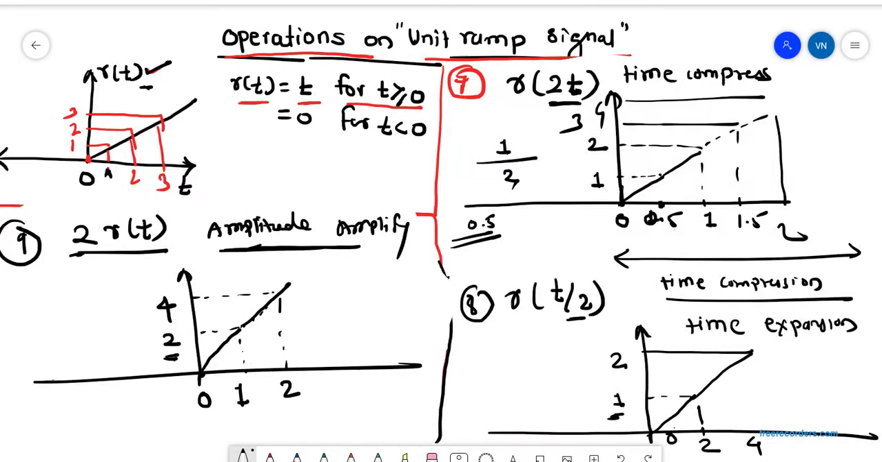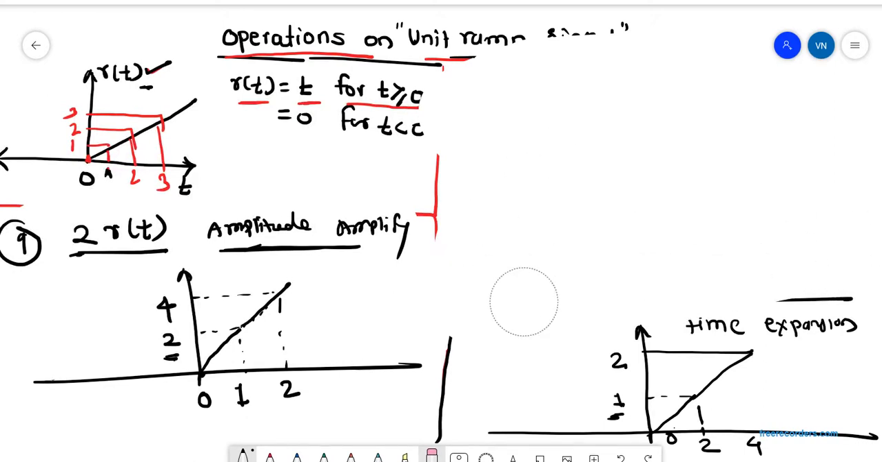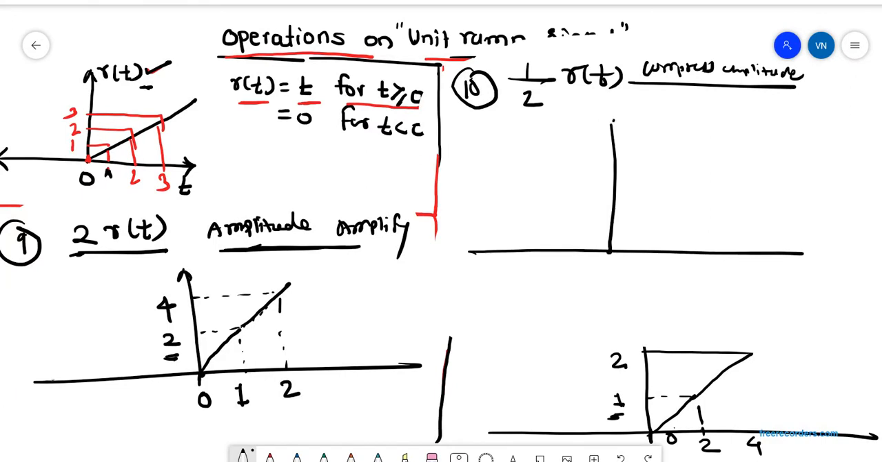Okay, and the final operation is, suppose you have to draw an amplitude compression signal, how can we draw it? For example, if I have 1 half into r of t, what is the meaning of this? The meaning is nothing but I have to compress the amplitude. So how can we compress amplitude? Simply, whatever the amplitude is there, that amplitude is divided by 2.